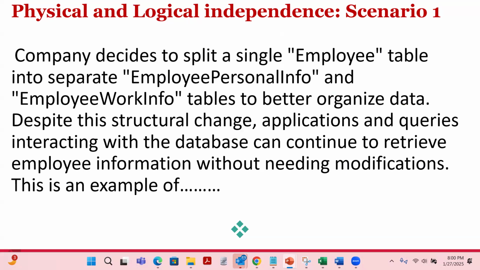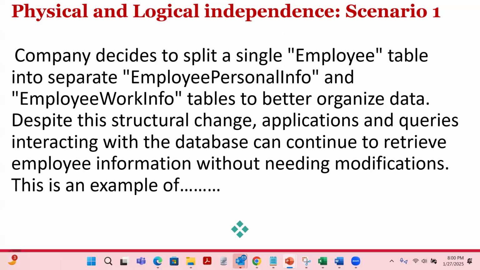Scenario. I want you to tell me whether the scenario below represents physical or logical independence. So our scenario: a company decides to separate a single employee table, the table that contains employee information, into two separate tables, employee personal information and employee work information, to better organize the data. Regardless of the structural change, applications and queries that work with the database can continue to retrieve employee information without need for modification. So this is an example of what?